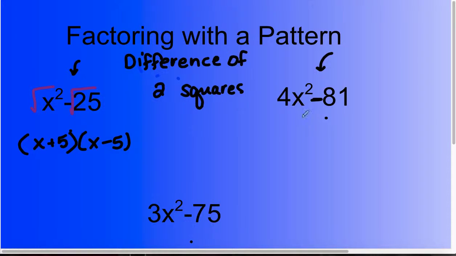The second one, 4x squared minus 81, even though there's a number in front, they are perfect squares, so you can factor using the pattern. So again, we're going to have two binomials. One's going to be plus, one's going to be minus. And your factors are going to be 2x and 9. So 2x plus 9, 2x minus 9. And there you factored it.